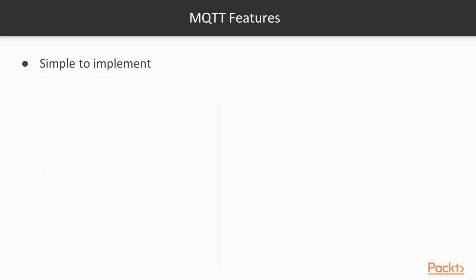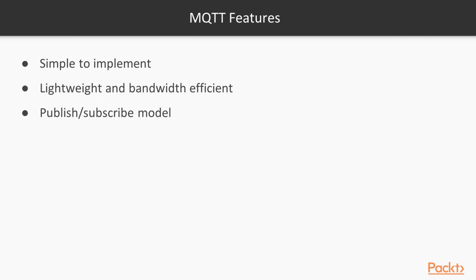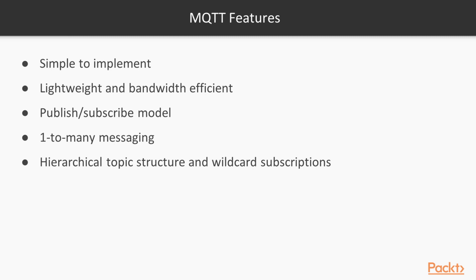Features of the MQTT protocol. It is very simple to implement, lightweight and bandwidth efficient. It uses a publish and subscribe model, which is very easy to understand. It is one-to-many messaging, meaning that at the same time there may be many subscribers receiving the same message. It provides a quality of service for data delivery.